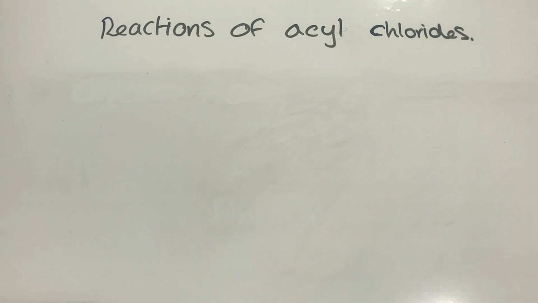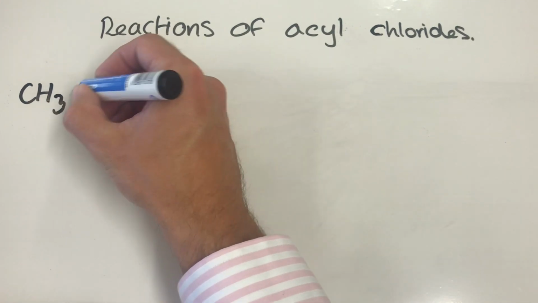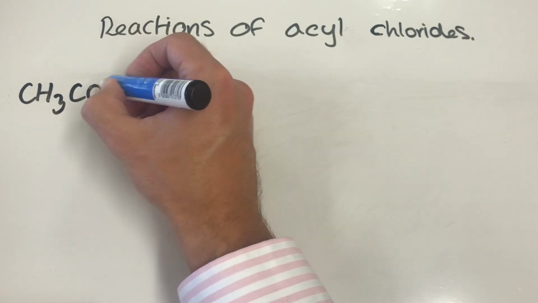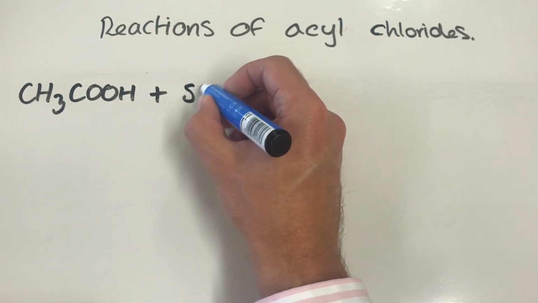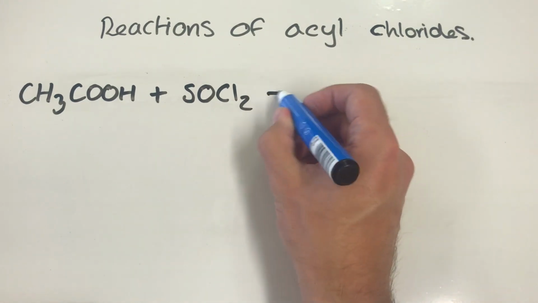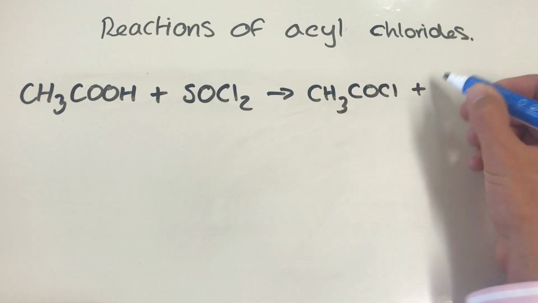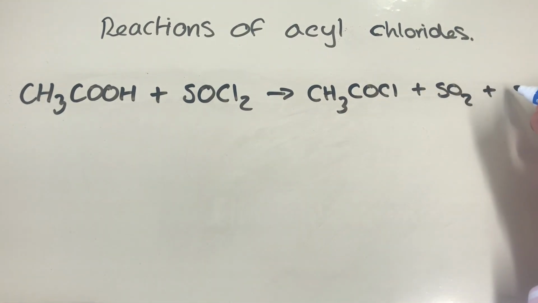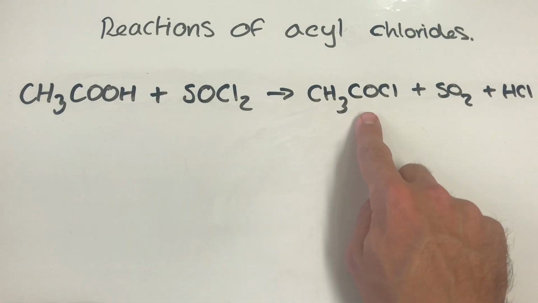To make an acyl chloride, you need to start off with a carboxylic acid. To make ethanoyl chloride, we're going to start off with ethanoic acid and react it with sulfur dichloride oxide. This produces the ethanoyl chloride, our acyl chloride. There'll be sulfur dioxide and hydrogen chloride released as well. So this is our reaction for producing an acyl chloride, and these are very useful and very reactive because of the polarity of the CO group.